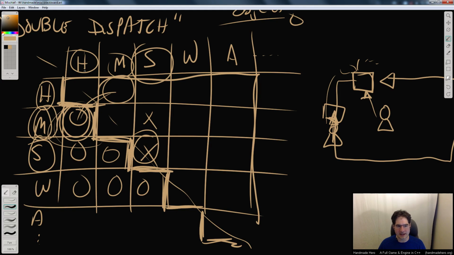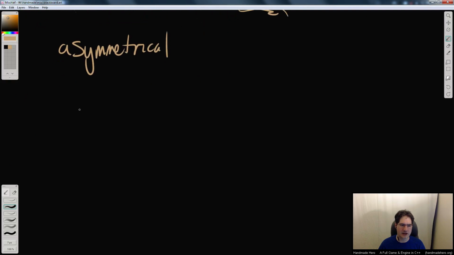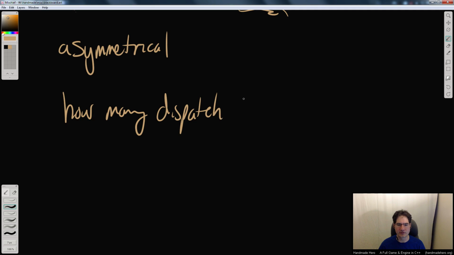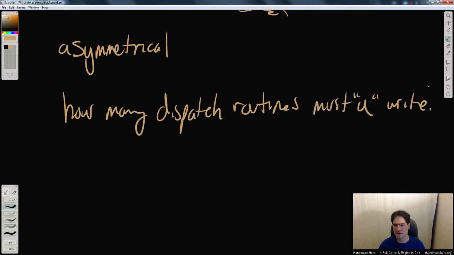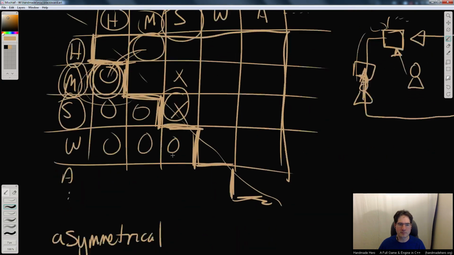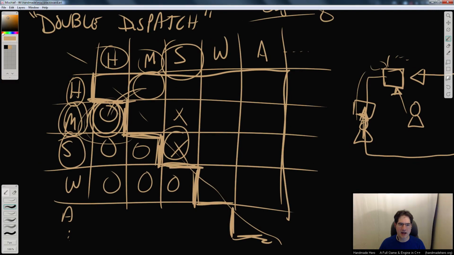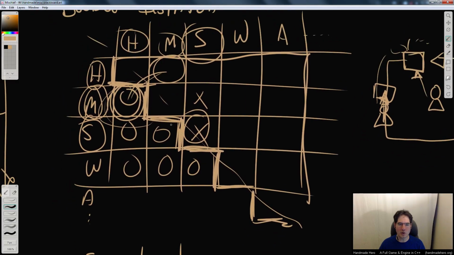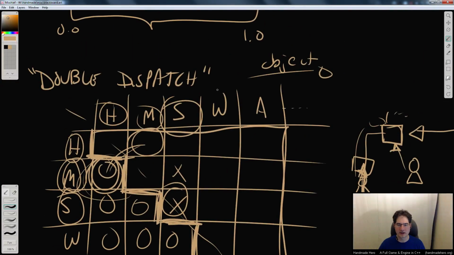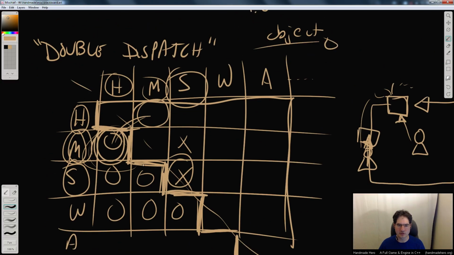So even with that constraint, even only filling in half of this matrix, we would ask the question, and you should ask the question: how many dispatch routines must you write? You should be able to figure out, this is some pretty basic math, how many entity types are there? If you wanted to fill in the whole matrix, how many dispatch routines would you need?